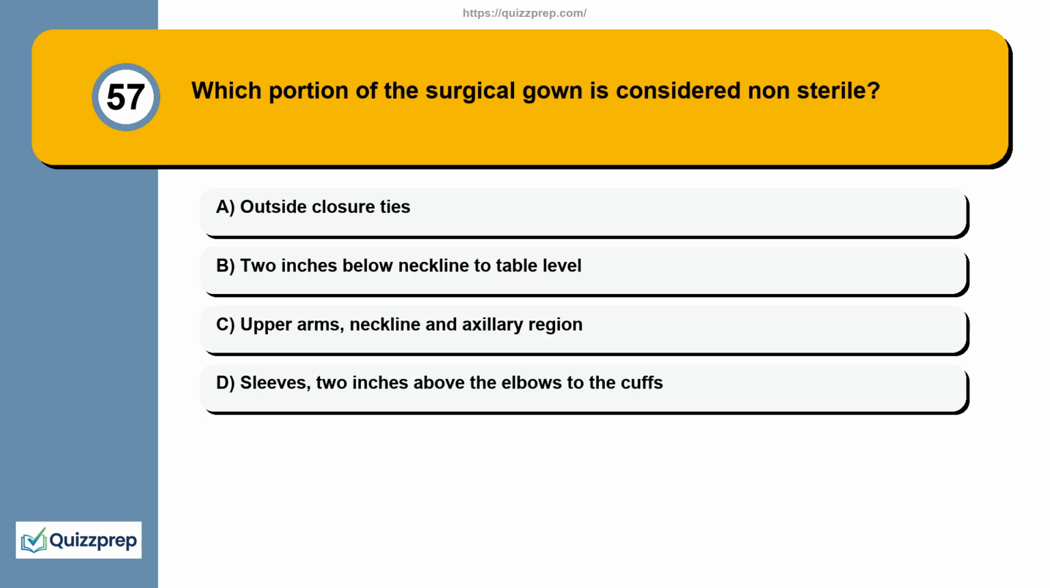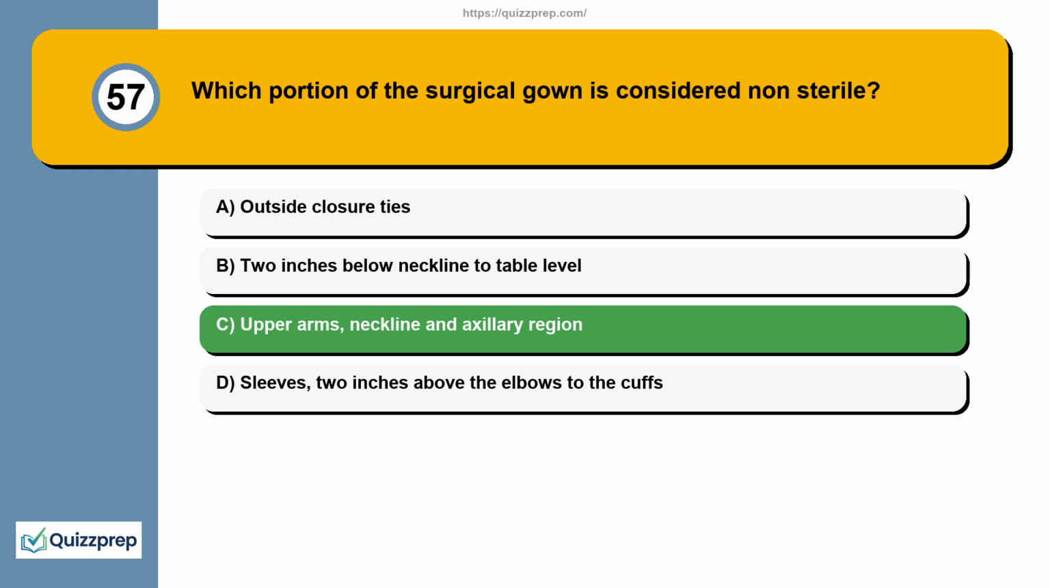Question 57. Which portion of the surgical gown is considered non-sterile? Option A, outside closure ties. Option B, 2 inches below neckline to table level. Option C, upper arms, neckline and axillary region. Option D, sleeves, 2 inches above the elbows to the cuffs. The correct answer is option C, upper arms, neckline and axillary region.